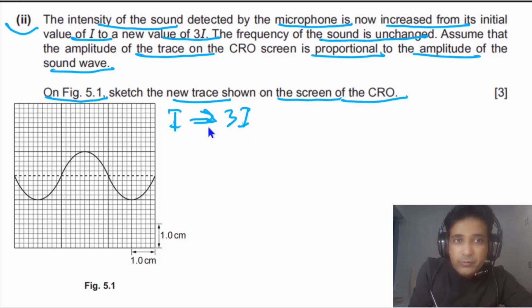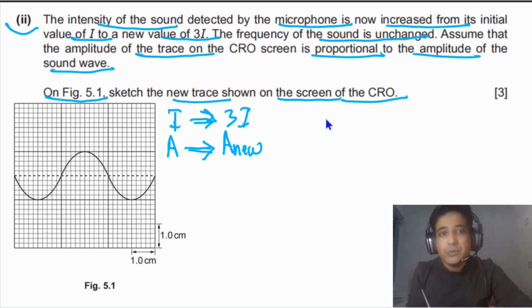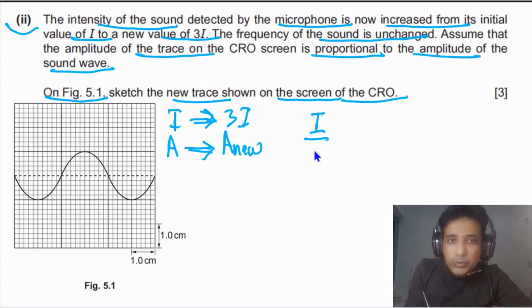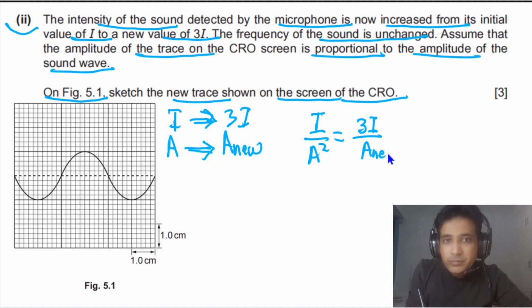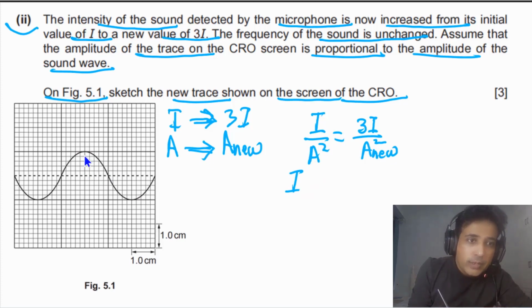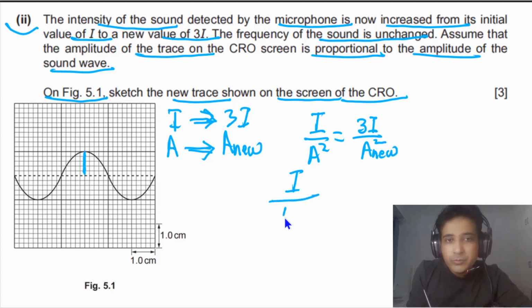So this we can write down. Now we need to find out how A has changed from A to some new value of amplitude. We understand that intensity over amplitude squared is constant, meaning the ratio between I and A squared remains constant. So this is A new squared. We have the initial A equal to 1 centimeter, so we can write this as 1 centimeter squared.